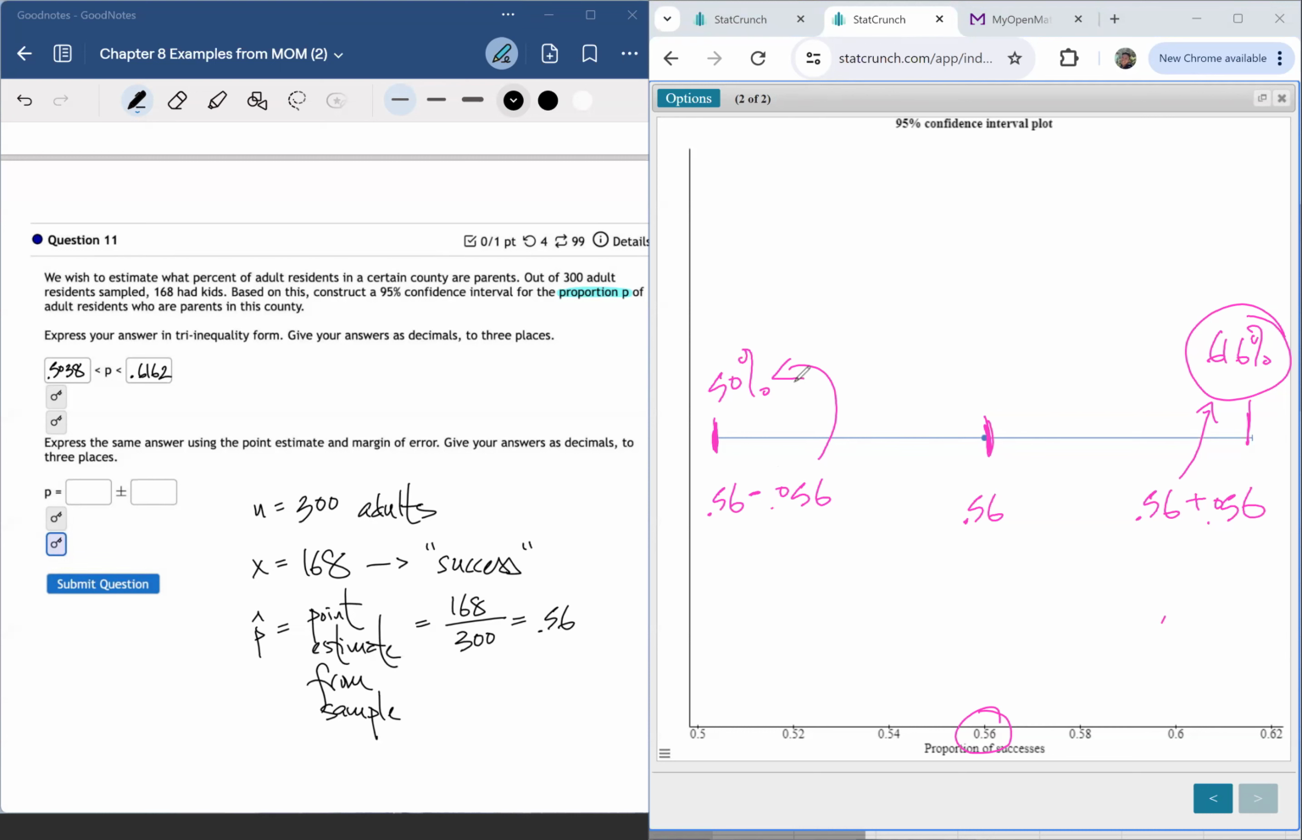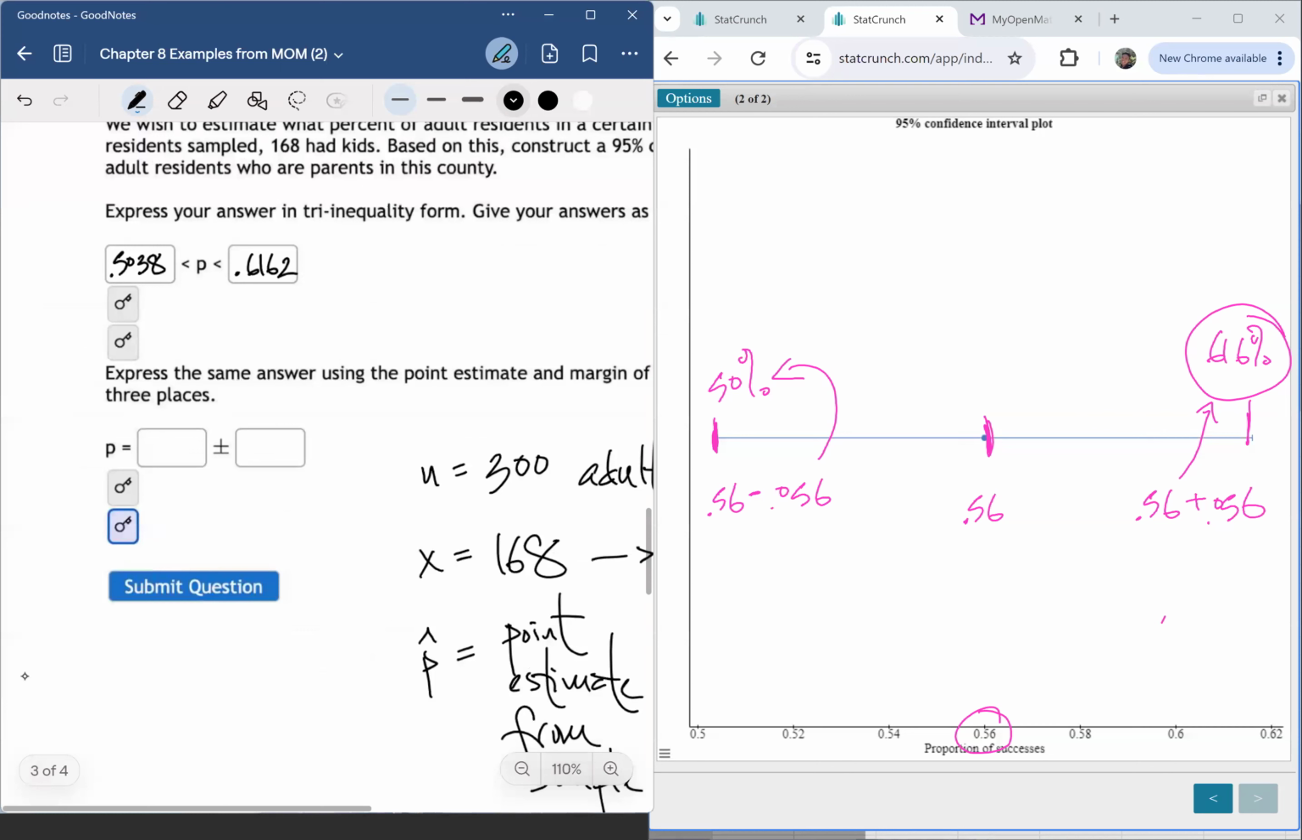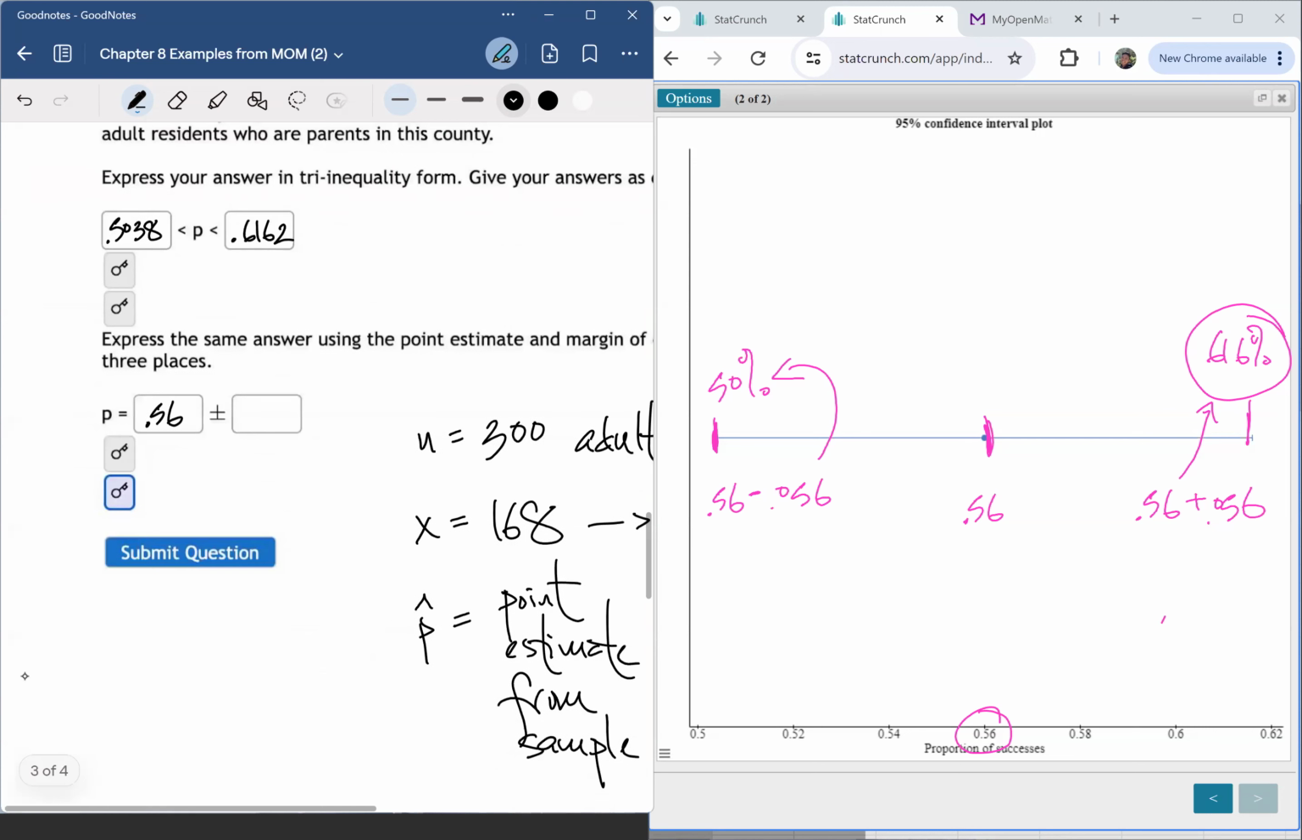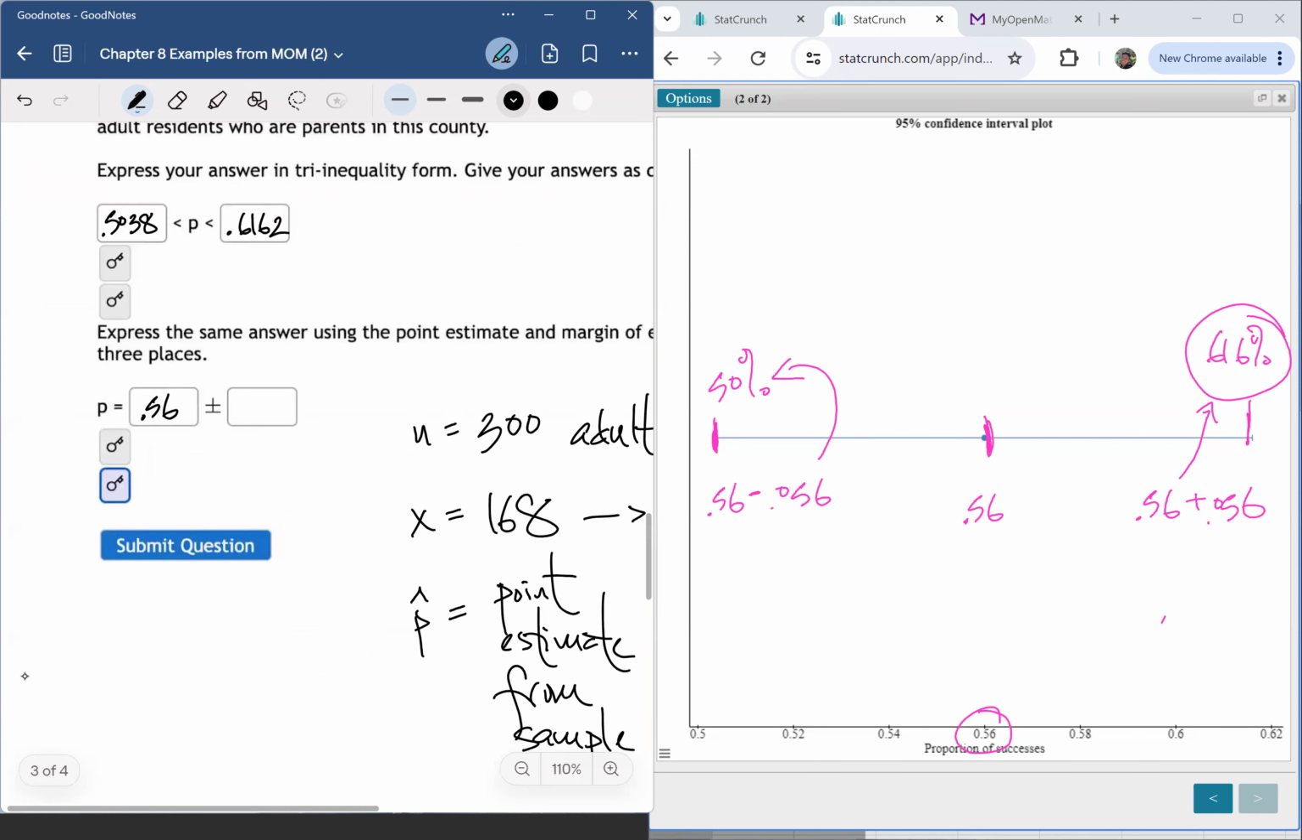Now, you might be asking, how did you get this 0.056? And that would be important for me to tell you, okay? So the way I got it, I know that my midpoint is 0.56, but the way I got how much I'm plussing and minusing is I just took the upper one, 0.6162, and I subtracted 0.56.